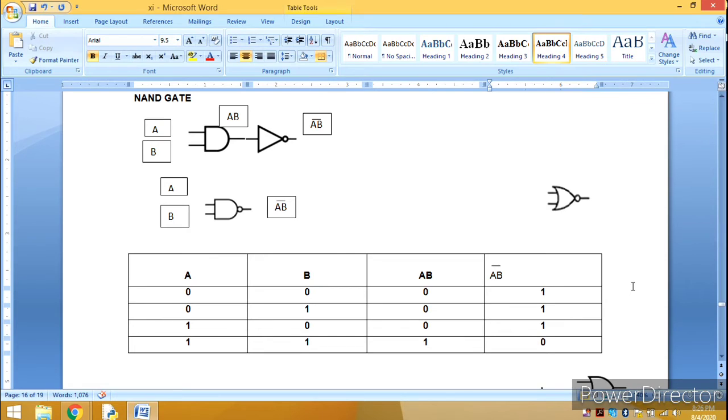Okay, so this is the NAND gate. Is there any confusion in the NAND gate? You tell me. Is it clear or not? NAND gate? Yes, sir.